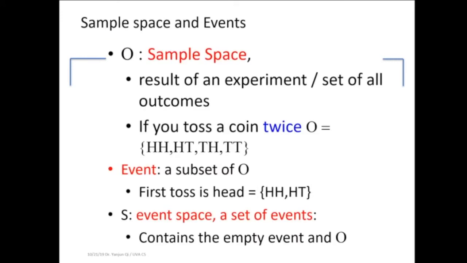Again, just the concepts: the sample space is the set of all the outcomes. An event is a subset of the sample space, and the event space is the set of all the possible events. The event space can include the empty event, and the event Omega, which includes all the possible elementary events, that is, the whole sample space Omega.